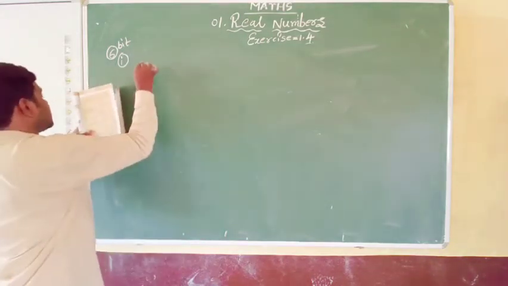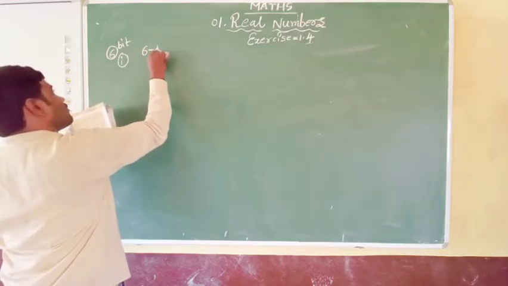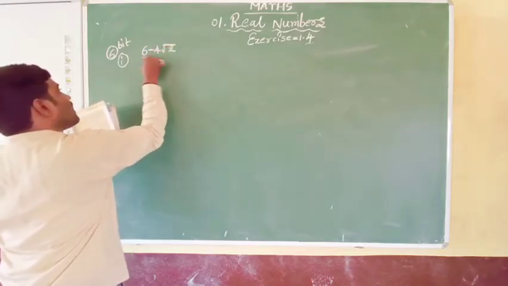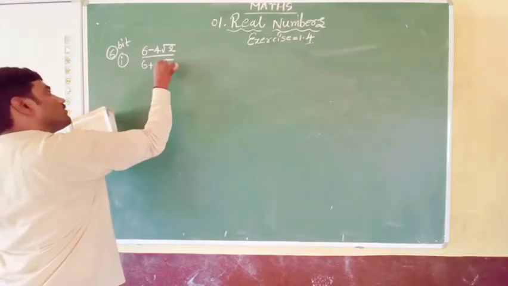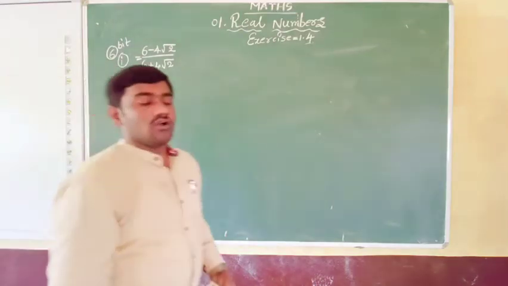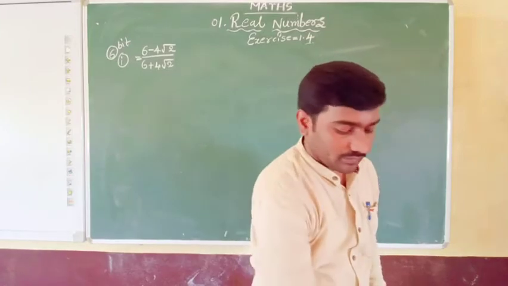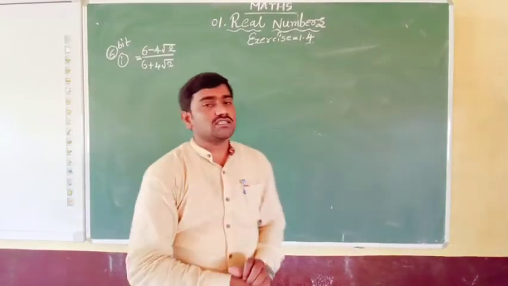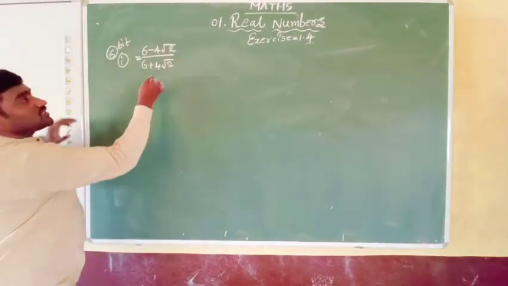Simple, rationalizing the denominator. We already know that, 6 minus 4 root 2 by 6 plus 4 root 2. Okay, let us rationalize this denominator. Now, in what way can we rationalize this denominator?